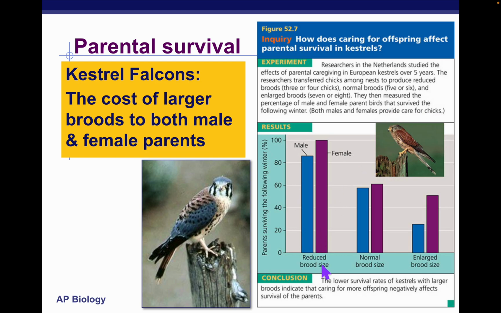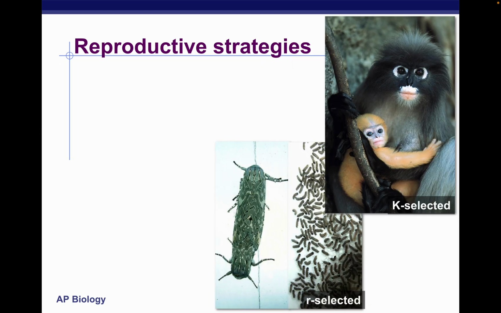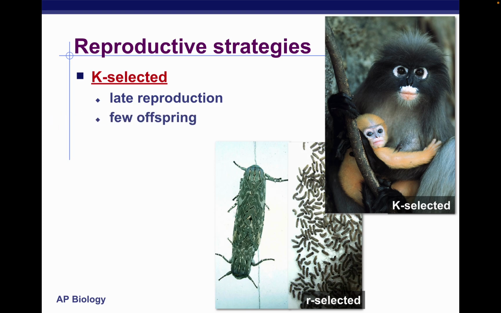So we have the reduced broods. Oh, that makes sense, huh? Reduced brood size, the normal brood size, and enlarged. So the lower survival rates of kestrels with larger broods indicates that caring for more offspring negatively affects the survival of parents. So that's the cost of reproduction. Very interesting. So we have some different reproductive strategies that we're going to talk about. K-selected, which is late reproduction and few offspring. Invest a lot in raising offspring. So that's our K-selected, right?